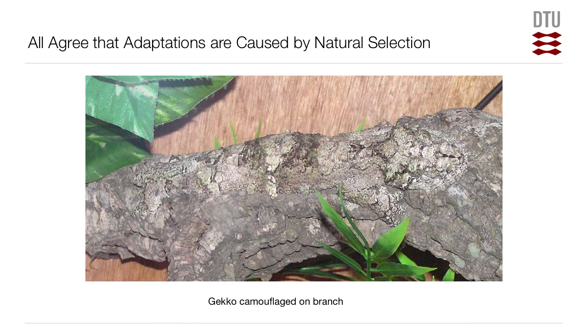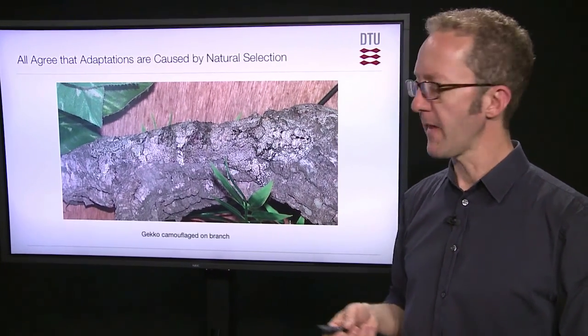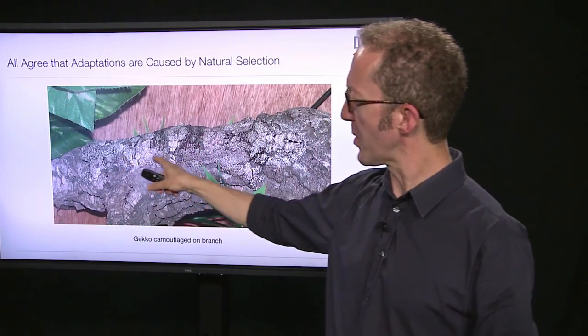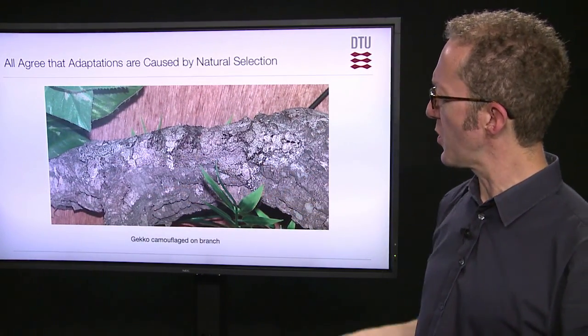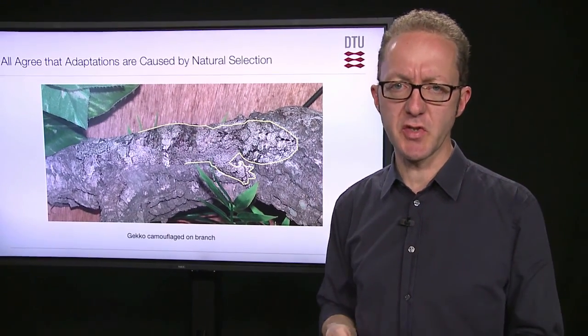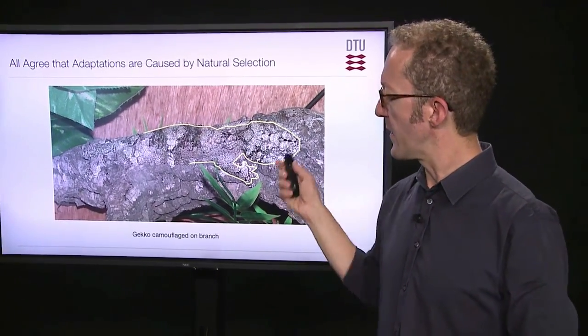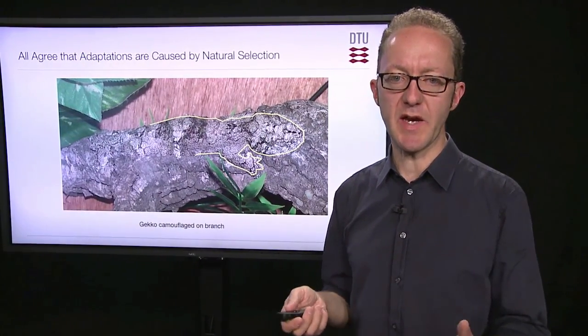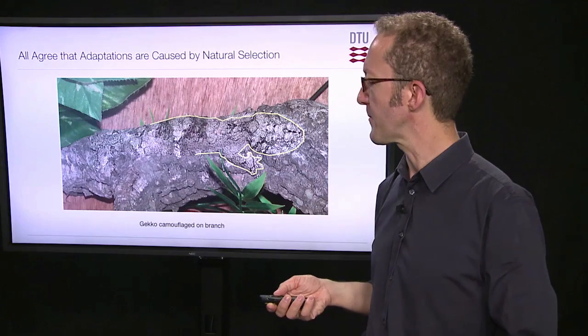Now, one thing that everyone agrees on is, of course, that adaptations are caused by natural selection. Adaptations such as, for instance, the camouflage, that means that you are probably completely unable to see the gecko on the slide. It's hiding here. This sort of adaptation is caused by natural selection. Everyone agrees on that, whether you're a selectionist or a neutralist. They just disagree on what fraction of observed mutations are silent, are neutral like this.